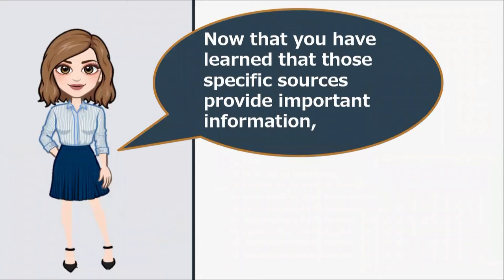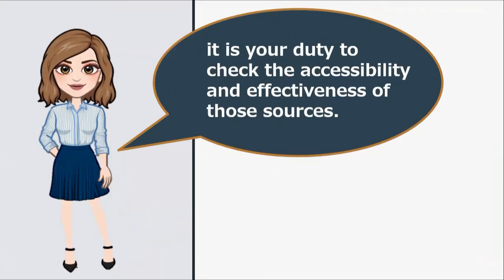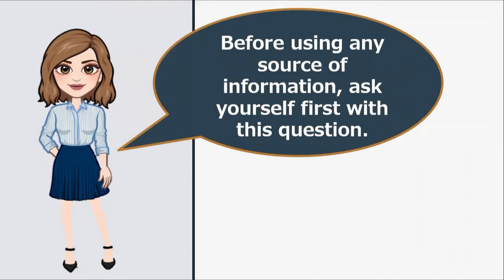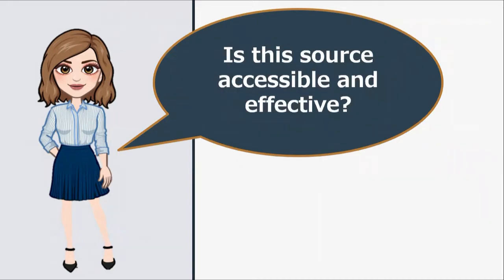Now that you have learned that those specific sources provide important information, it is your duty to check the accessibility and effectiveness of those sources. We have to be very careful in selecting the sources to ensure the validity of information. We have to take note that before using any source of information, ask yourself first this question: is your source accessible and effective?